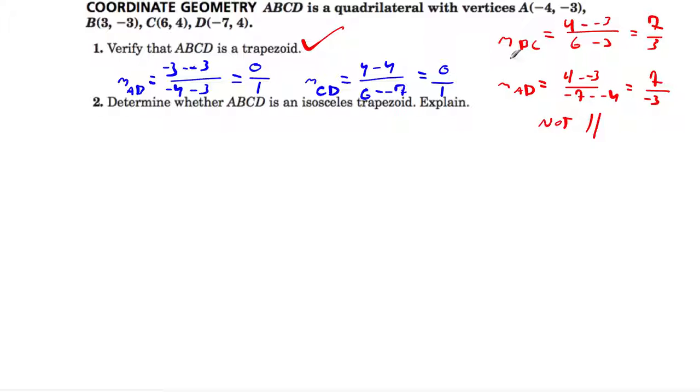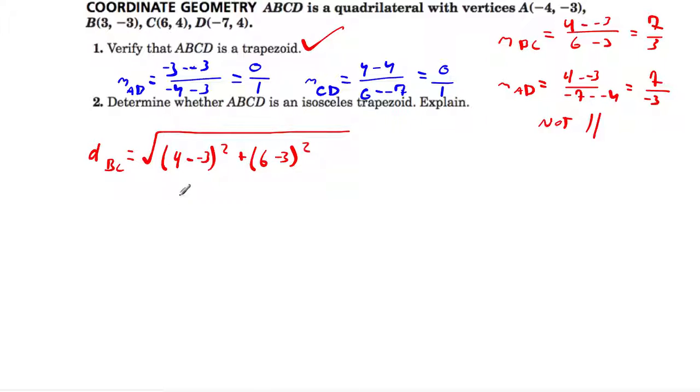Now, is it an isosceles trapezoid? Well, these two are the legs. So we want to find the distance of side BC and see if that equals the same as side AD, the two legs. So BC is going to be the square root of 4 minus -3 squared plus 6 minus 3 squared. Well, this is going to be 7 squared, which is 49, plus 3 squared, which is 9, so that's the square root of 58. And no need to reduce it now.